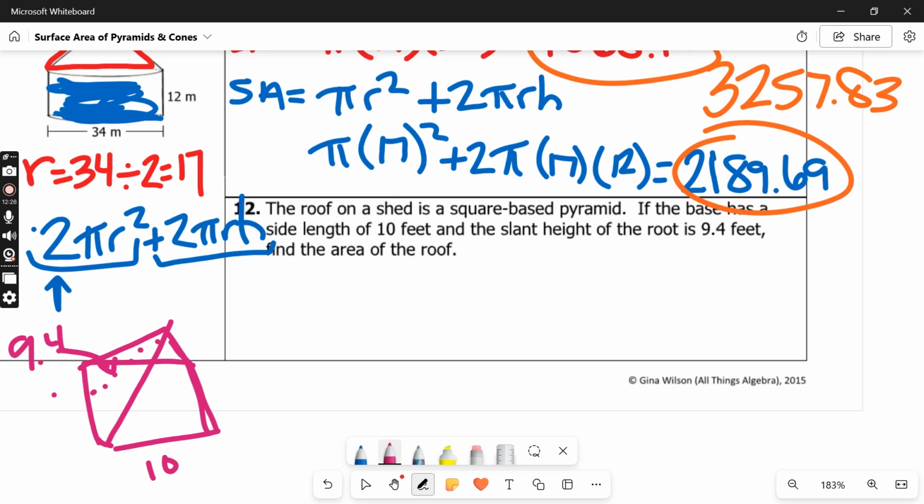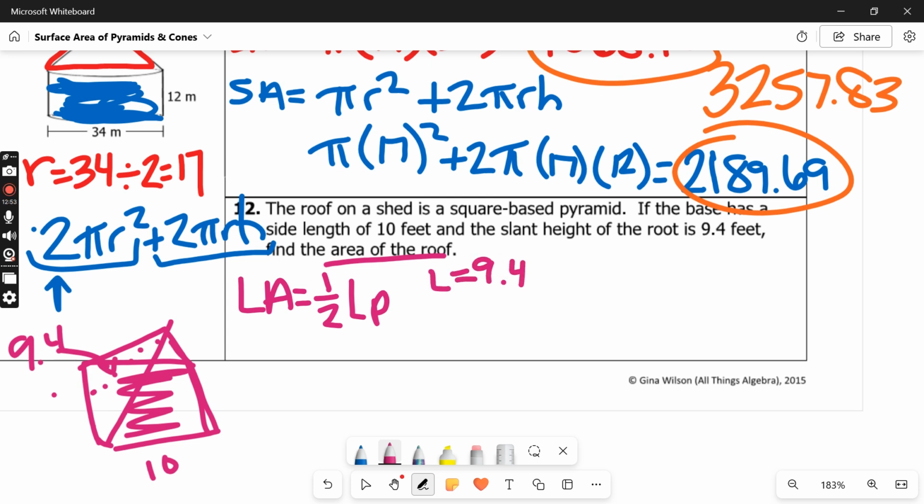So it just wants the area of the roof. We will not need the base for this. We just need the lateral. If you look on the front, the lateral for a pyramid is 1/2 l p. It tells us that our slant height, which is l, is 9.4. And our perimeter, it's a square, so that's going to be 4 times 10, which is 40.